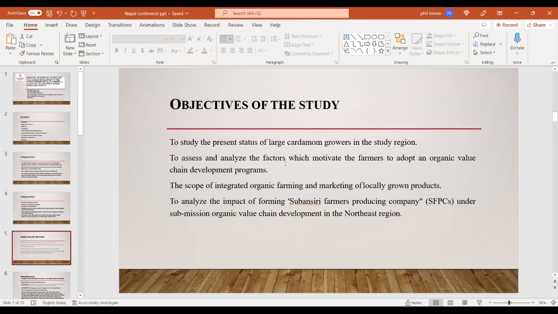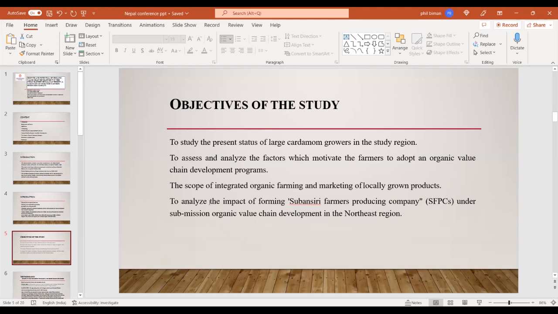The objectives of this study were, first, to present the present status of large cardamom growers in this region, purposefully selecting the Lower Subansuri district of Arunachal Pradesh because it is the second largest producer in the state. Second, to analyze the factors which motivated farmers to adopt organic value chain development programs. The third objective is how integrated farming and marketing of local products helps local farmers, especially marginal farmers.